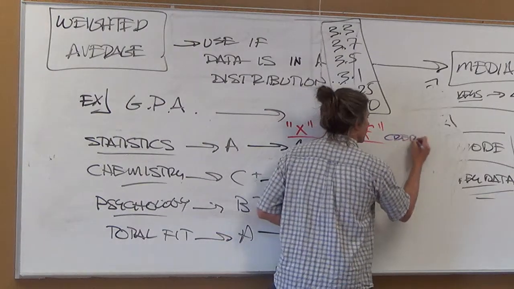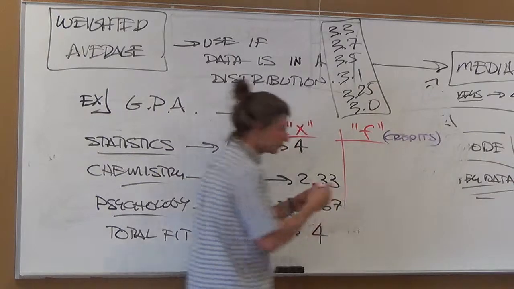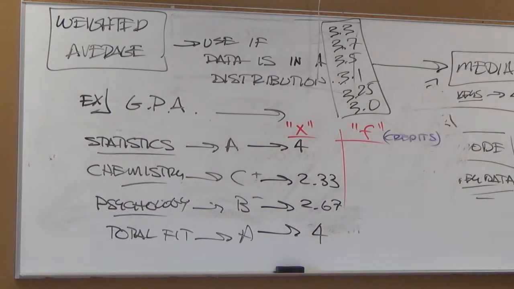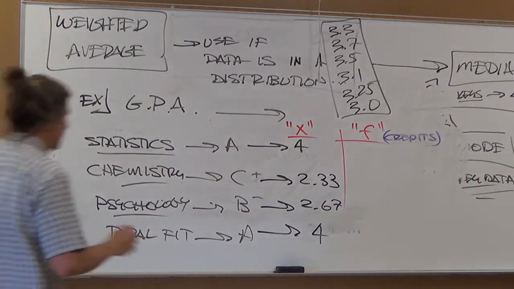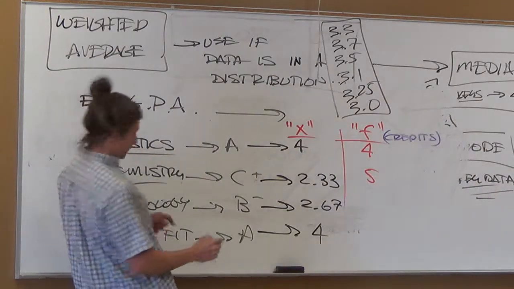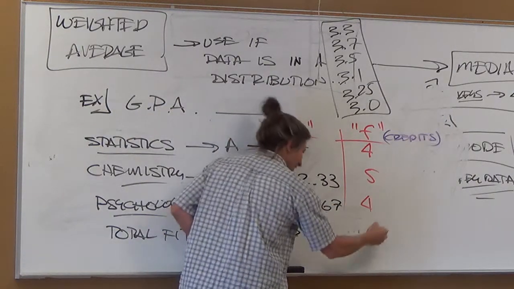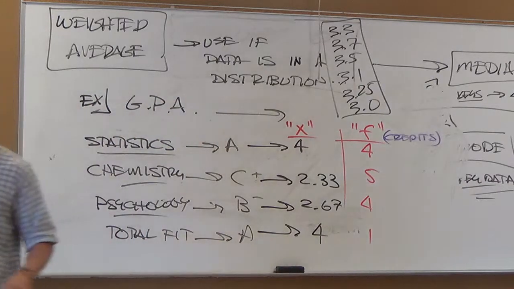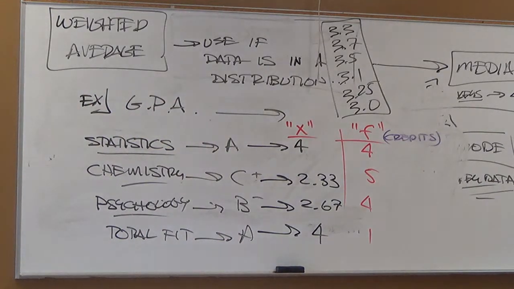How many credits is stat? 4. How many credits is chem? 5. How many credits is psych? 4. And how many credits is total fit? 1. The greatest 1 credit you'll ever take. The most work you will ever do. It should be worth more, with HHP 185, credit ever.